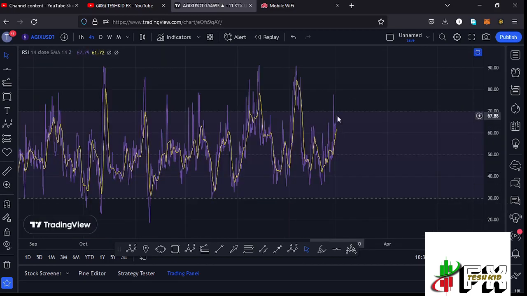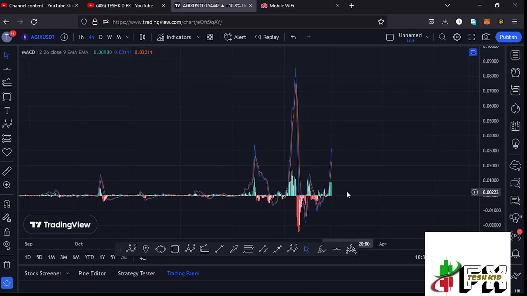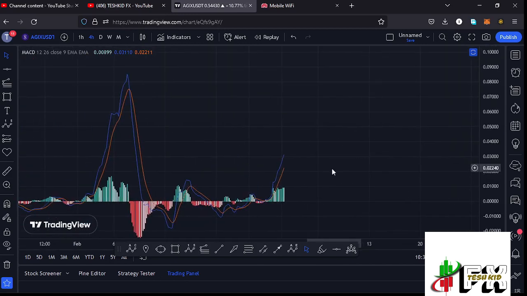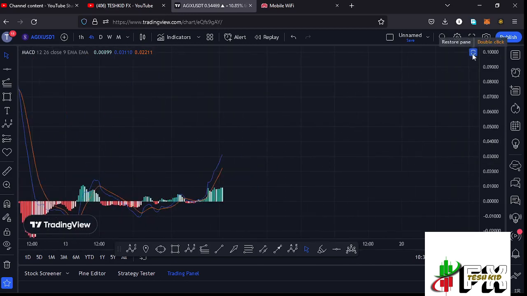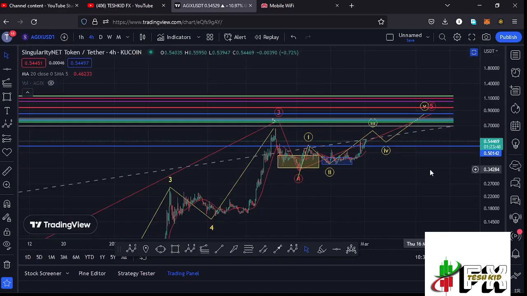On the RSI, we are trading at around the 67 mark, meaning we have massive room for us to fully support higher prices in the formation of that higher Elliot wave count 5 to the upside. Also taking a look at the MACD, we have been able to print a bullish cross, and we're also seeing an increase in the buying momentum here on the MACD, fully supporting higher prices. So let's be patient and see how that plays out, and I'll be keeping you updated.